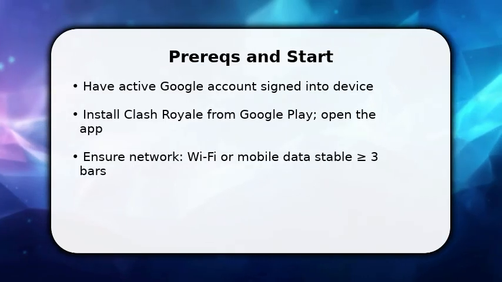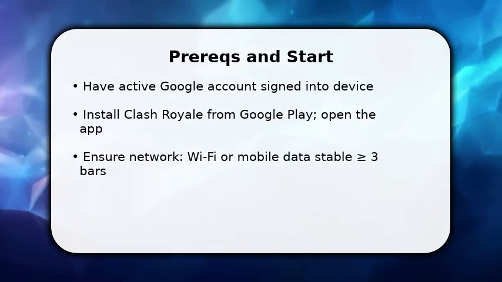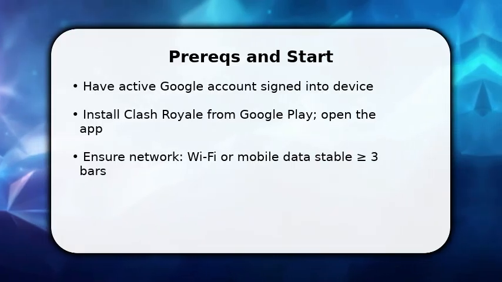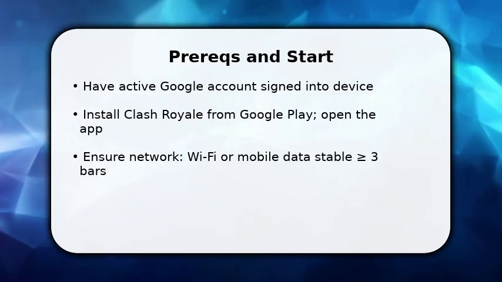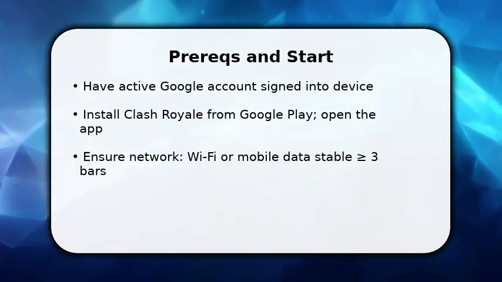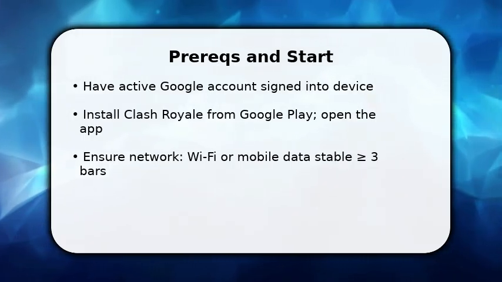You start by confirming prerequisites. You must be signed into your Google account on the Android device and have Clash Royale installed from Google Play. Once done, open Clash Royale and tap the settings gear. This is where Play connections live. Make sure your internet is stable so the game can reach Google Play services.